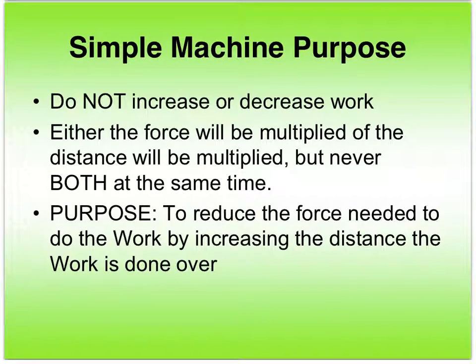So like I said, the purpose of a simple machine is not to increase or decrease the work, it's to multiply either the force or the distance, but never at the same time. You can never do both at the same time because that would change the amount of work that you've done. So if I take a simple machine and I double the amount of distance that I apply the force, I will halve the amount of force that I need so that the product of the force and the distance comes out the same. So that's the purpose: to reduce the amount of force needed by increasing the distance the work is done over.